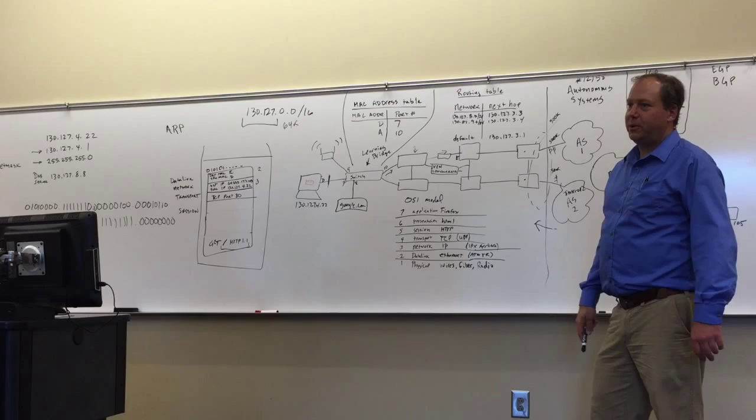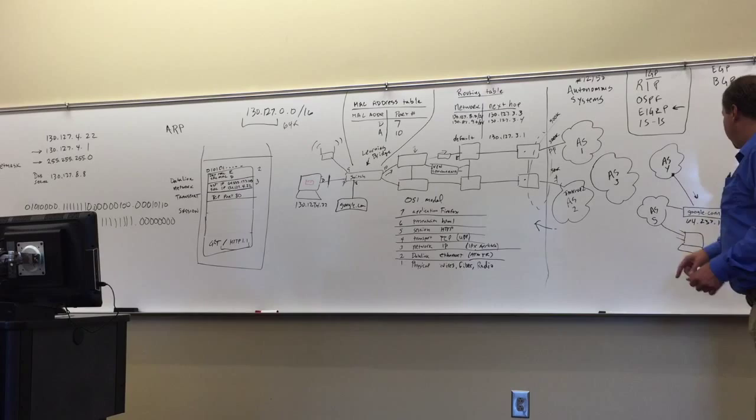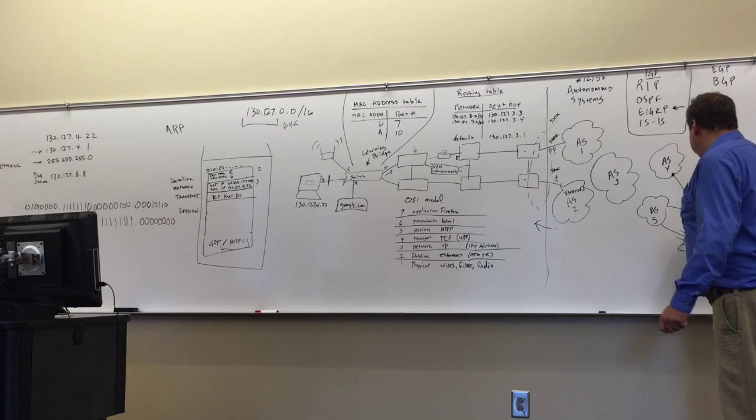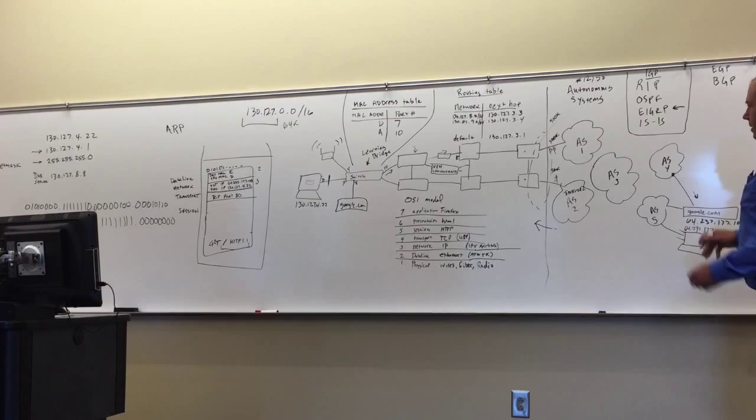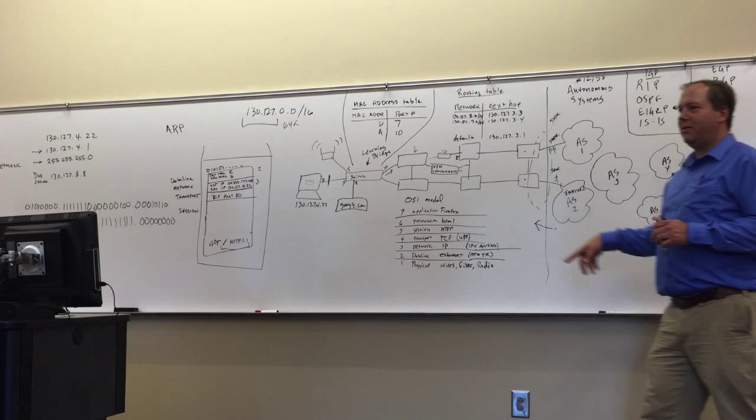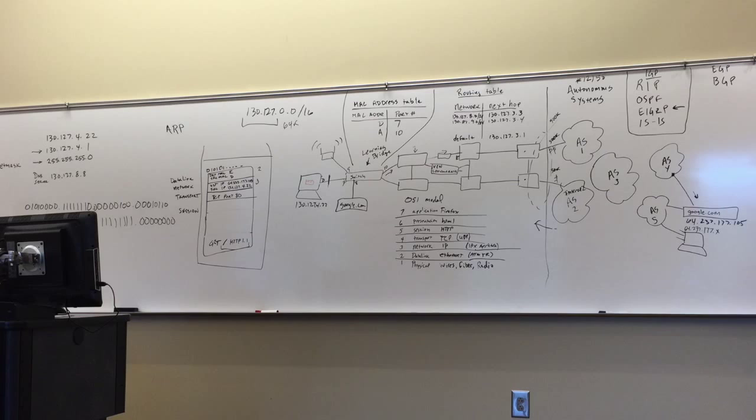My computer out here, if I was hanging out over at Google, would have an IP address of 64.237.177.something. But then I fire up my VPN client and connect to this concentrator, and so my computer is actually building the packets as if it had a 130.127 address, but all those packets are getting wrapped in 64.237.177.